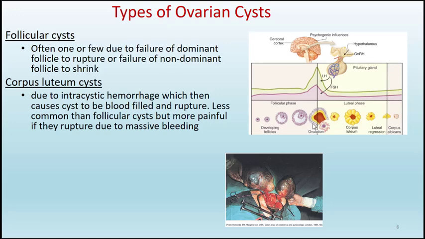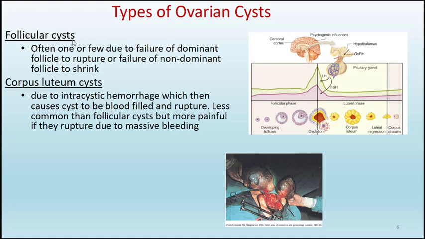Then this that remains after ovulation will form a corpus luteum. So this is the luteal phase. And then it will slowly but surely regress and eventually become a corpus albicans if that person does not become pregnant. So most cases then of ovulation.